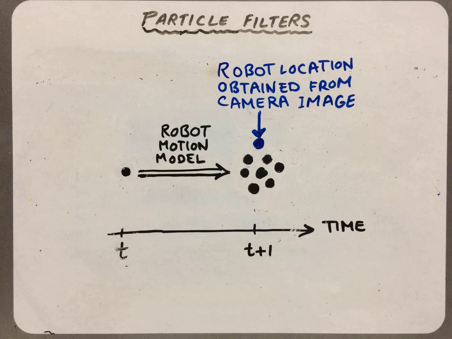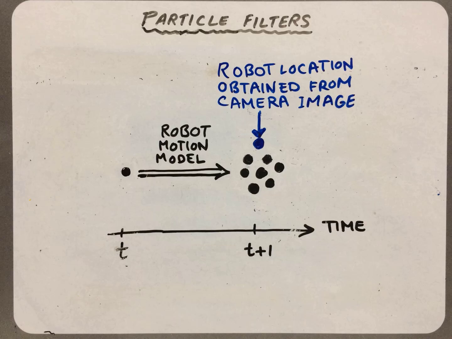Now, how are we going to process these particles? And note that our guide here is the camera, the sensor data. So you see this blue dot representing the location. This blue particle is representing the robot location as told to us by the camera image. Whereas the black particles are representing the robot location based upon the virtual images, that is, the images based upon our robot motion model.